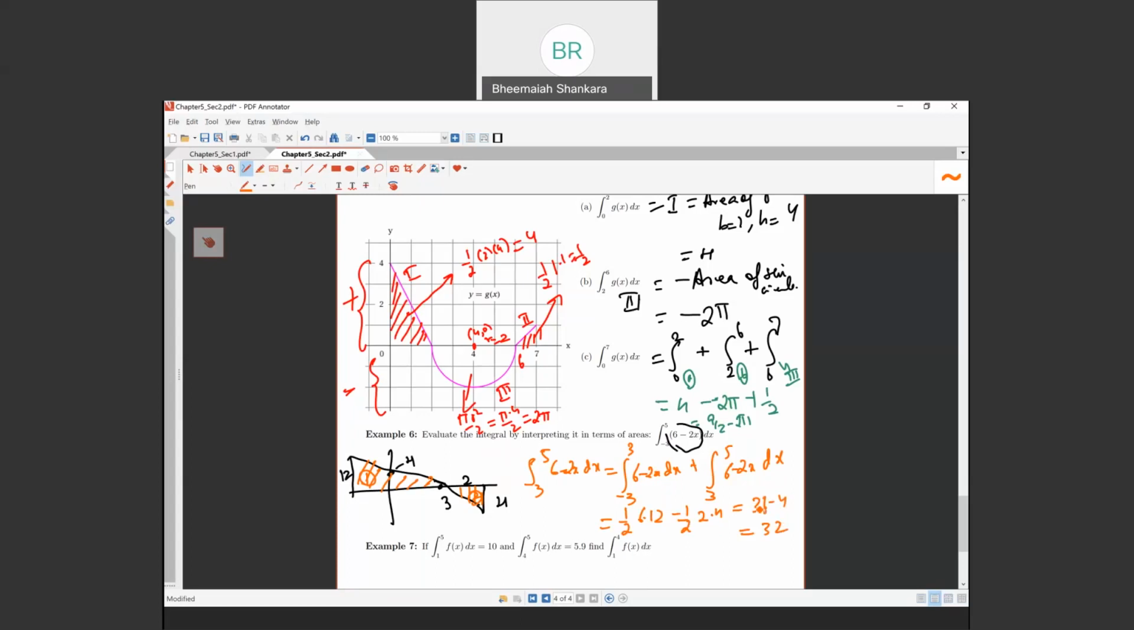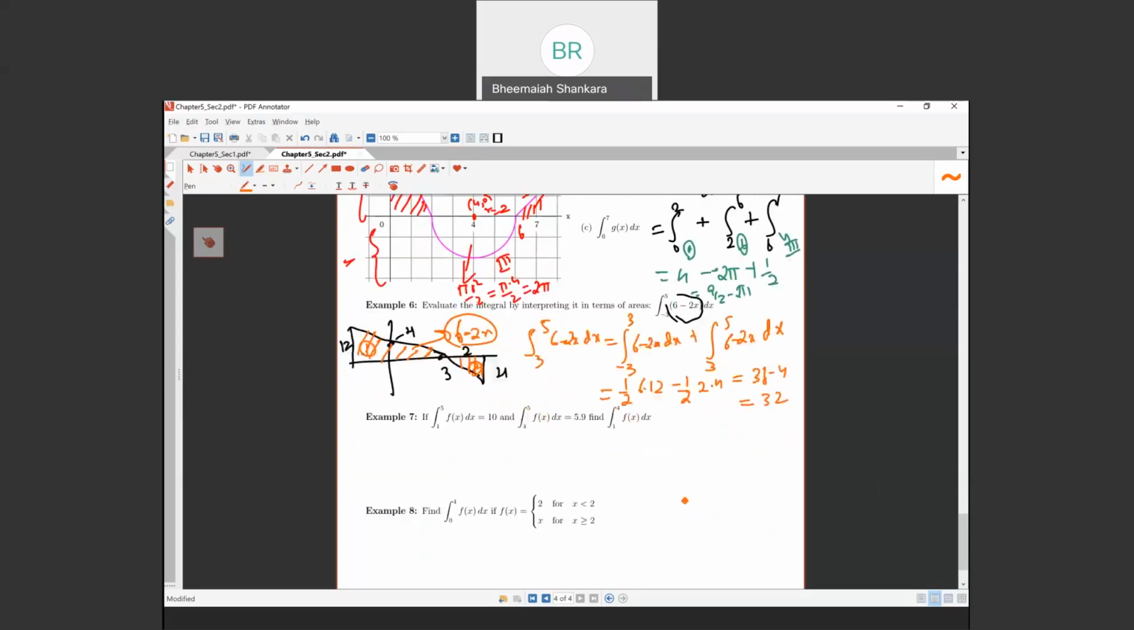So first come up with drawing this line 6 minus 2x to make sure where it cuts the x-axis and the y-axis. And then you will be able to figure out that you have two triangles, 1 and 2, and you know how to calculate the area of a triangle, which is half times base times height.